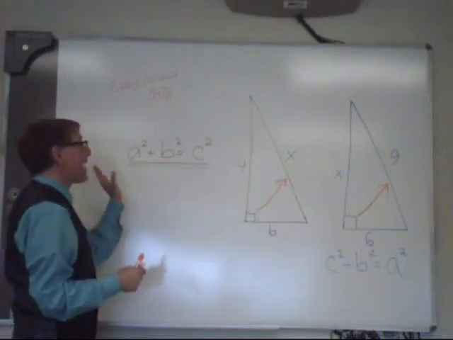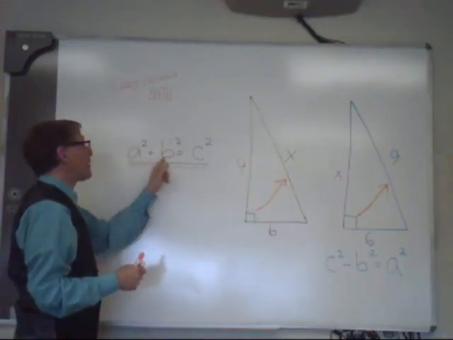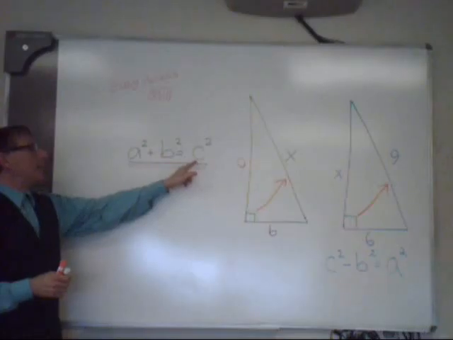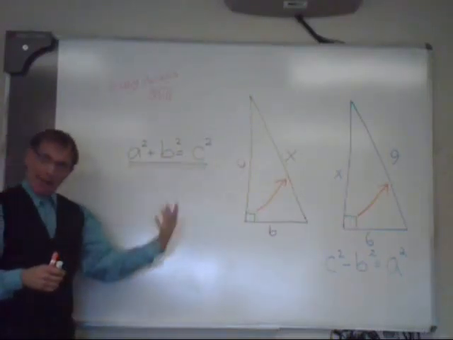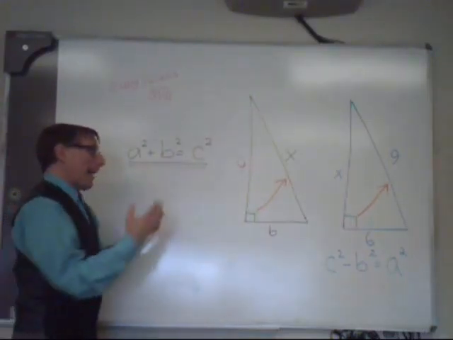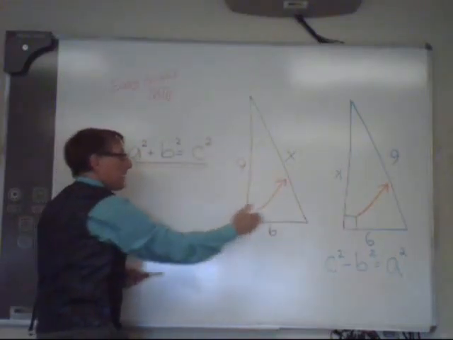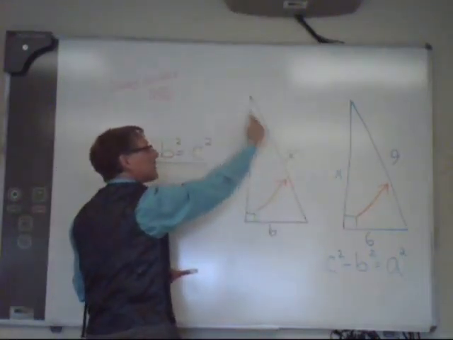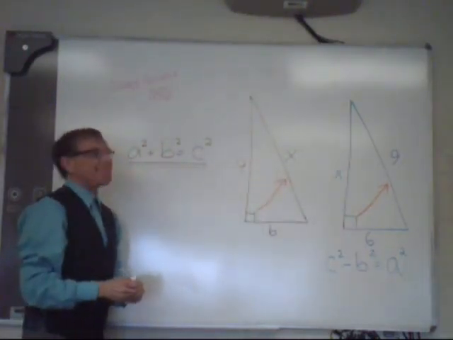So I do the standard formula, a squared plus b squared equals c squared. That's the Pythagorean theorem, where a and b are your straight sides and c is the hypotenuse. It's always the largest side.